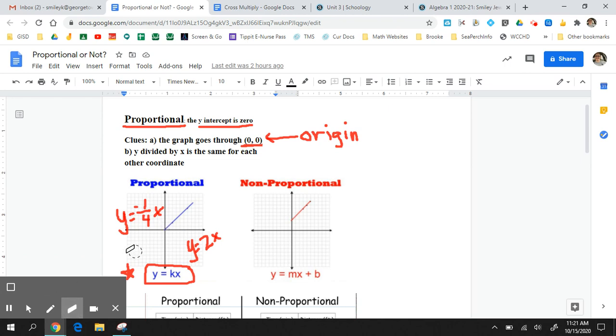Now, the non-proportional, let me use a different color, it is going to go through some other y-intercept. Notice how it doesn't go through the origin anymore. It actually has a y-intercept of 3 on this example. Okay, it's going to be any other number that is not 0. For example, this one, the y-intercept was 3.